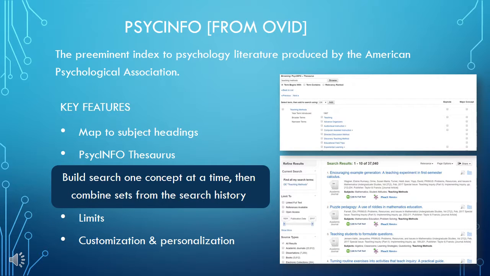PsycInfo is the preeminent index to psychological literature produced by the American Psychological Association. This book talks about PsycInfo from Ovid, speaking of such key features as automatic mapping to the subject headings within the PsycInfo thesaurus, limiters for narrowing results, and customization of the results page. One unique feature of Ovid is the ability to build the search one concept at a time and then combine terms from the search history. This allows you to experiment with different term combinations to manipulate the results. Wayne State provides PsycInfo from EBSCOhost, so the screenshots are from the EBSCOhost platform.